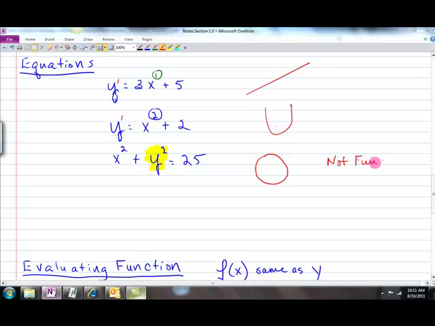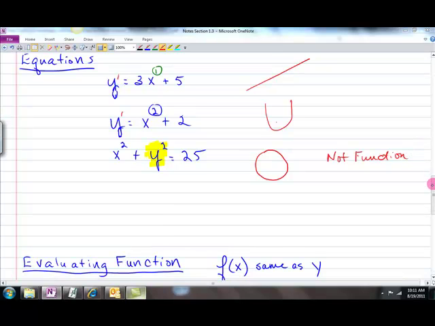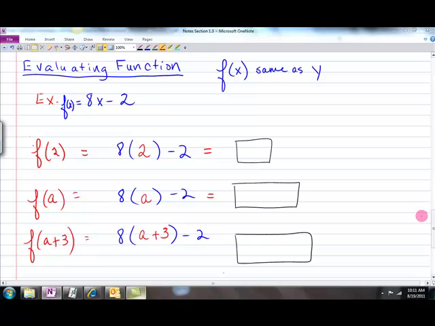All right, let's talk about evaluating a function. And if you see f of x, that's essentially the same as y. It's a function of x. So if you are given f of x equals 8x minus 2, and then you are asked to find what's f of 2, I want you to get in your head that that means plug in. That's important. So if it's f of 2, it means plug in 2 for x. So we put 2 in where the x is. 8 times 2 is 16, minus 2 would be 14. So when x is 2, f of x, or y, is 14.